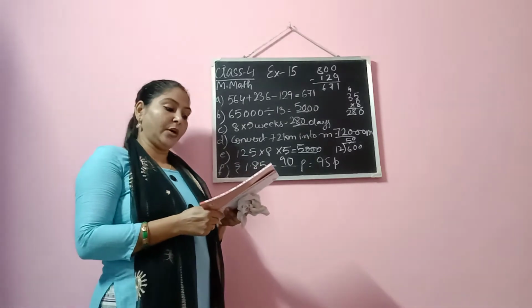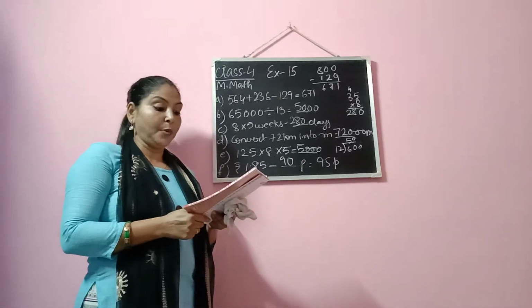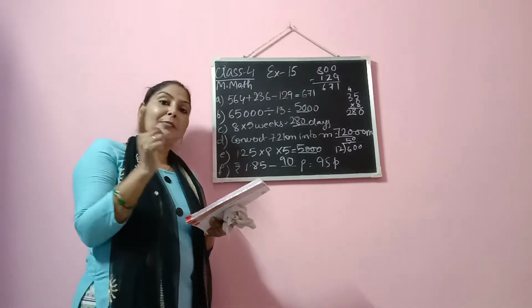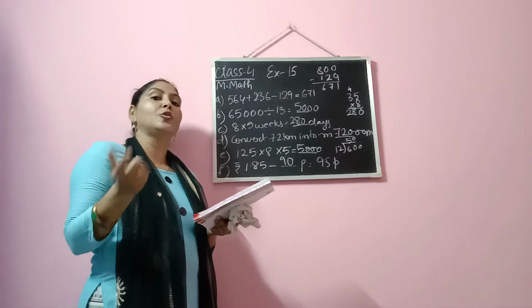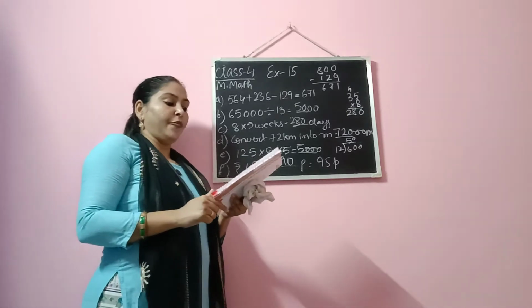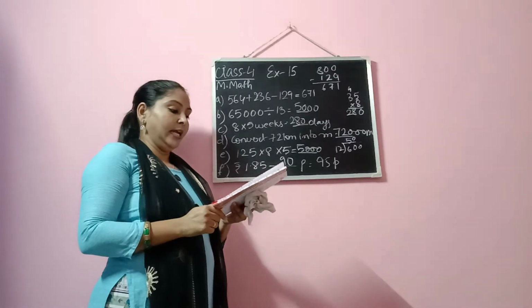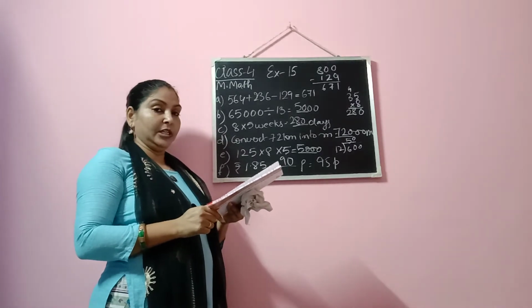The product of 40 and 70 is what? The product of 40 and 70, product means multiplication. When you multiply these two numbers, the answer which comes is called the product. So 40 into 70 is equal to 2800. Then we have question number I.